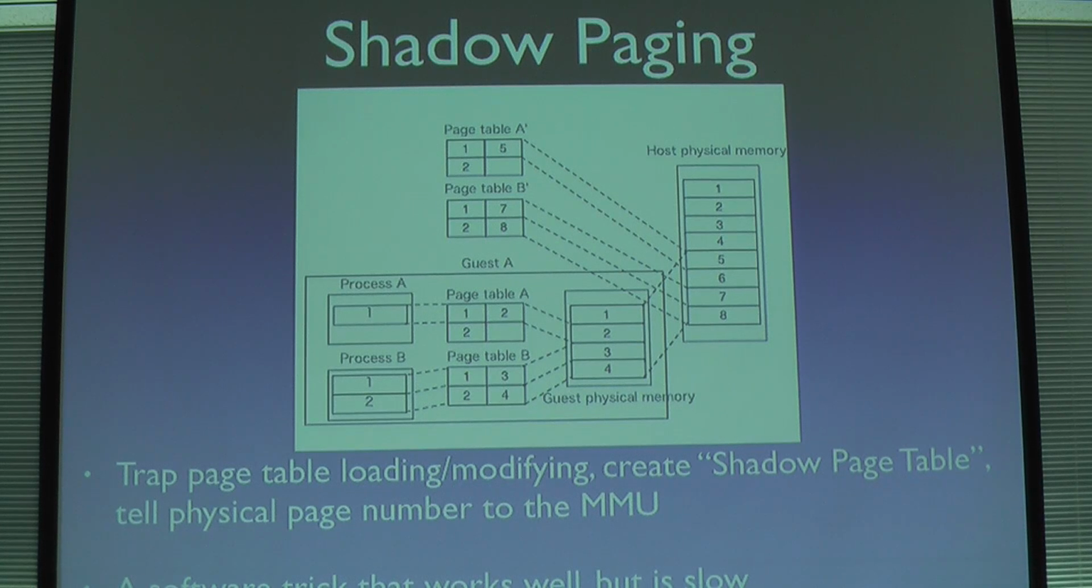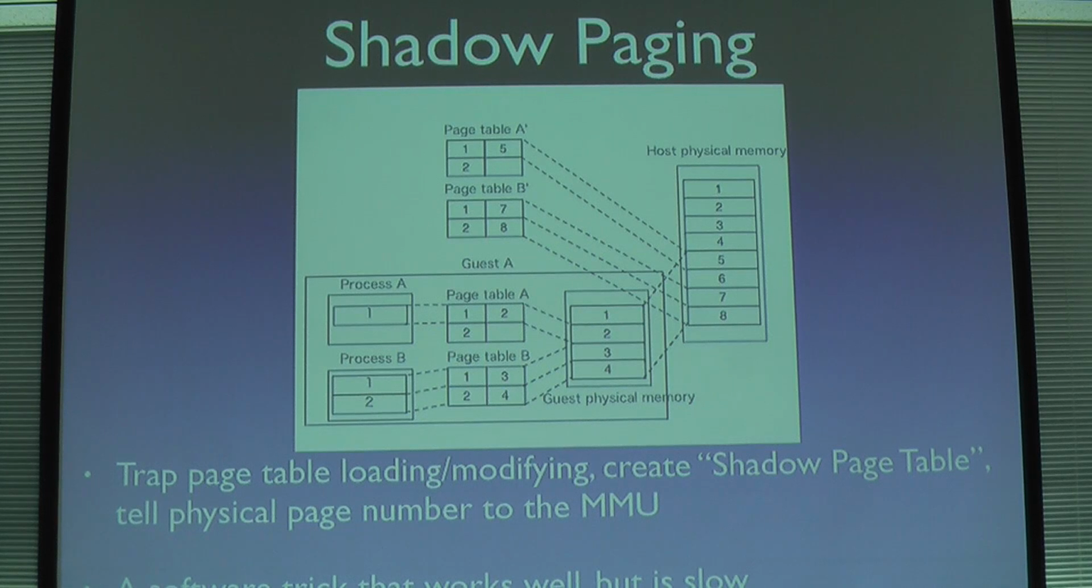Then the hypervisor creates a copy of the page table on the hypervisor. So you will have page table A dash, B dash. Then the CPU needs to refer to these A dash and B dash tables. So this table is called a shadow page table.